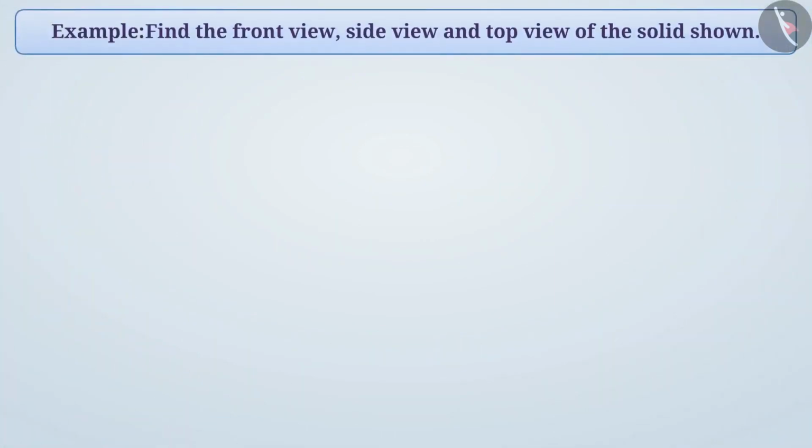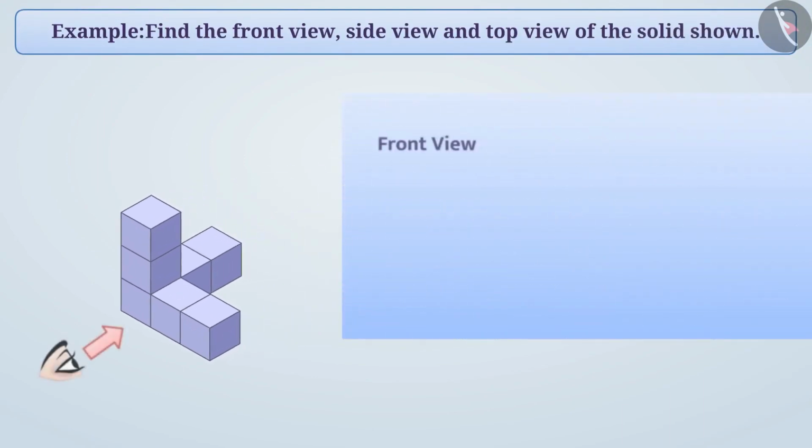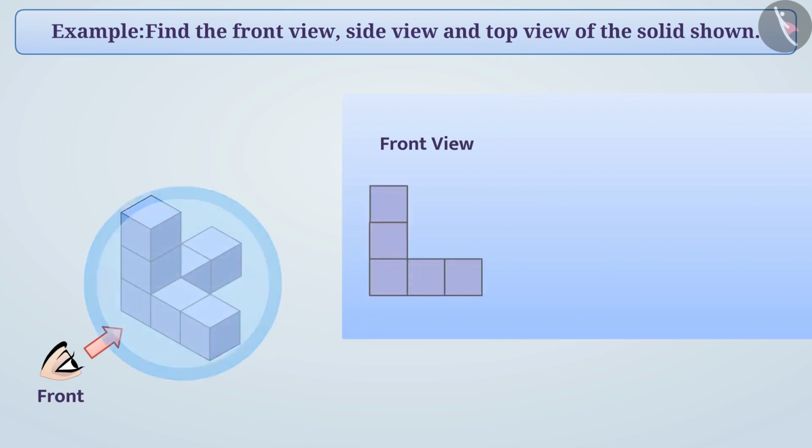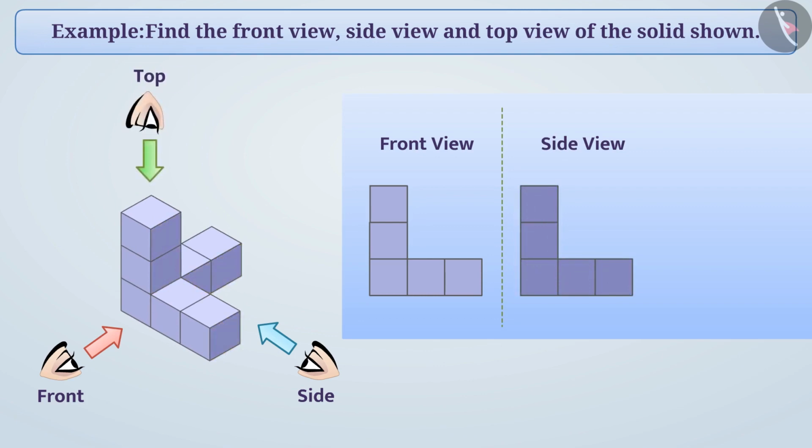Next example, find the front view, side view and top view of the solid shown. When we see a three-dimensional shape from the front, we get a front view. With this understanding, we can draw the front view of the given figure in this way. When we look at the three-dimensional shape from a side, we get a side view. We can draw the side view of the given figure in this way. Similarly, when viewed from the top, we can draw the top view of the given figure in this way. All three views are similar here.